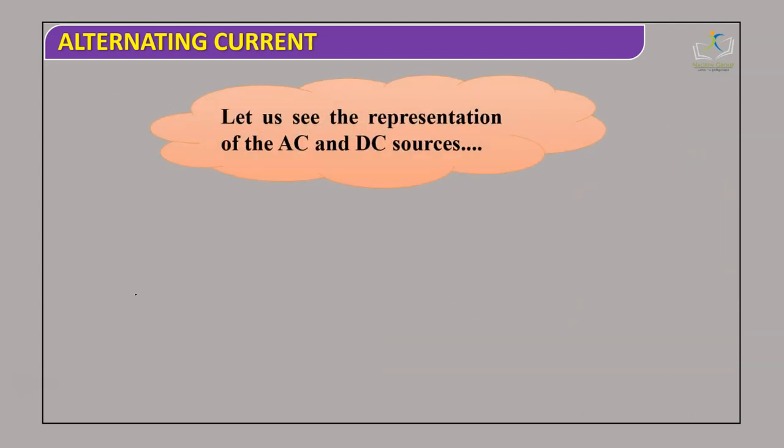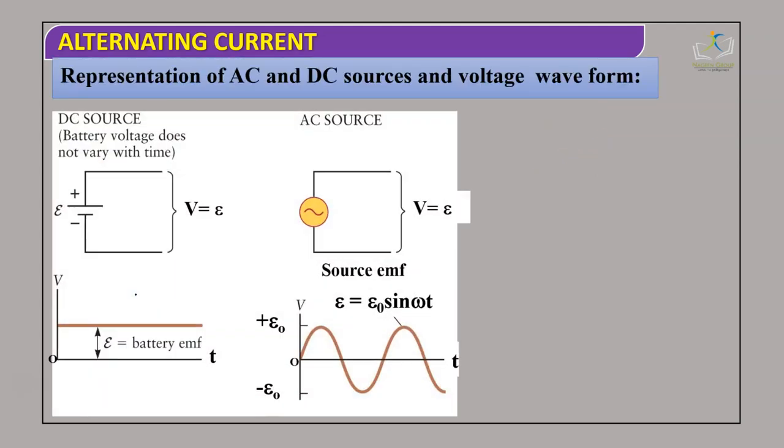Let us see the representation of AC and DC sources. So the representation of a DC and AC source and voltage wave is in the form of this. This is the form of a DC source, as you can see over there. This is a battery. Voltage does not vary with time. In that scenario, V is equal to E. In AC, this will be a source. So this is the symbol of AC, alternating, and this is the symbol of DC, direct.